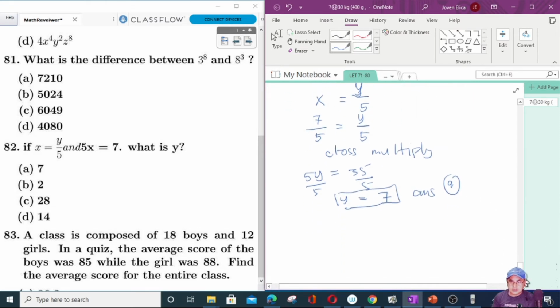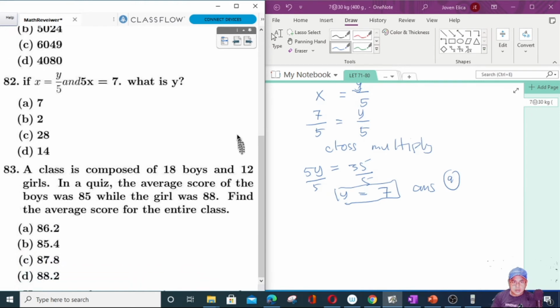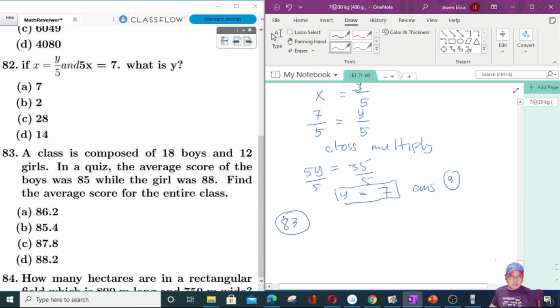All right. Number 83. Let's stop. Number 83. A class is composed of 18 boys and 12 girls. In a quiz, the average score of the boys was 85, while the girls' was 88. Find the average score for the entire class.